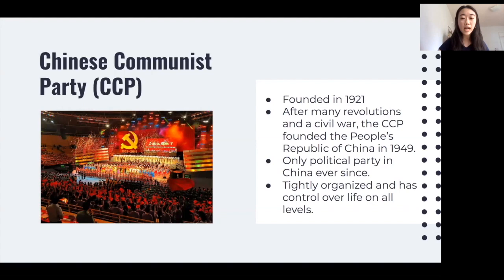In 1949, the party was led by Mao Zedong, and he led the party and the country until his death in 1976. He's probably the most well-known Chinese leader because of all the work that he did in China, especially with the Communist Party. The current president of China is Xi Jinping, and he is also the general secretary of the Communist Party.